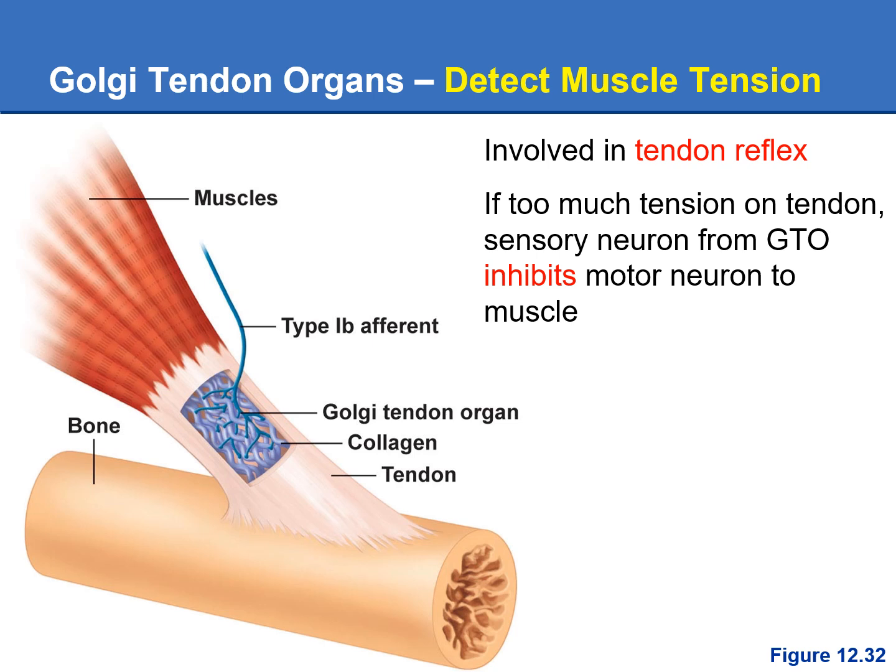So if the muscle starts to contract too hard, the Golgi tendon organs will send a signal up to the spinal cord, which will then inhibit the motor neuron to the skeletal muscle, and that will shut off the skeletal muscle contraction, the muscle relaxes, and then the weightlifter's arm or leg will then collapse.